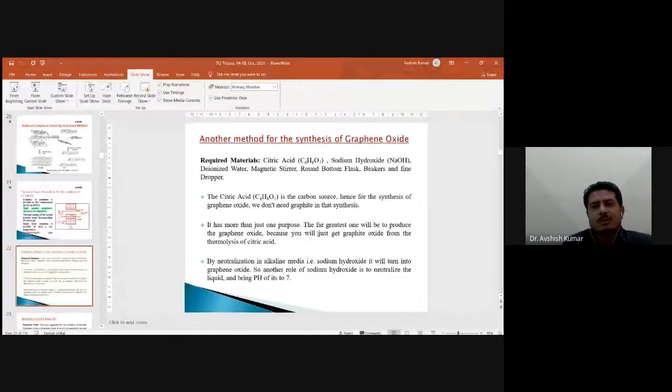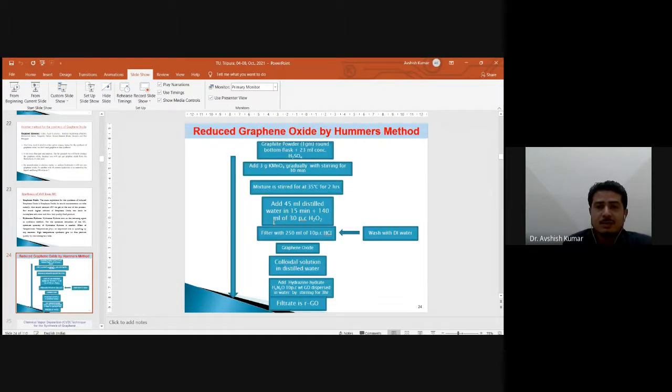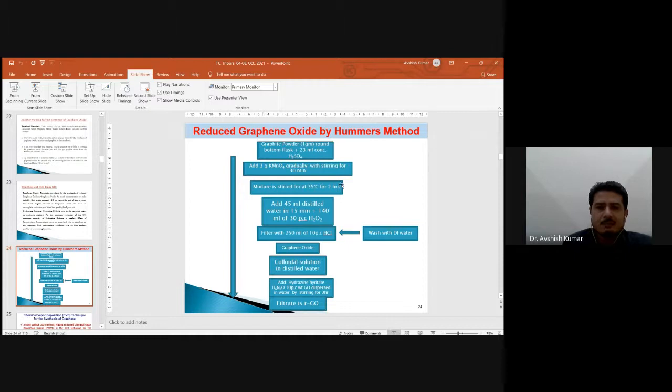So sodium hydroxide has more than just one purpose. The first one is to produce the graphene oxide, because you will get graphite oxide from the thermolysis of citric acid. By neutralizing in alkaline media, for which you can use sodium hydroxide, it will turn that graphite oxide into graphene oxide. Another role of sodium hydroxide is to neutralize the liquid and bring the pH to 7. I have already discussed how you can synthesize RGO from graphene oxide, and you need to understand the optimization of graphene oxide, the concentration of graphene oxide, and the hydrazine hydrate which you are using. This is basically the flow chart I have just shown here.